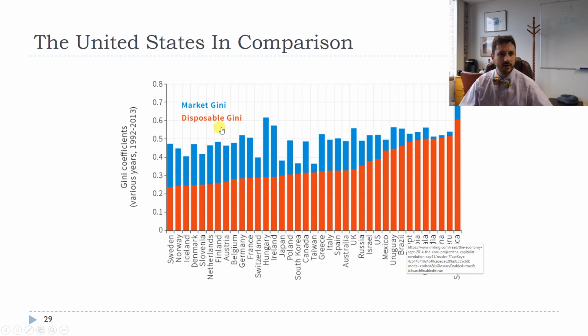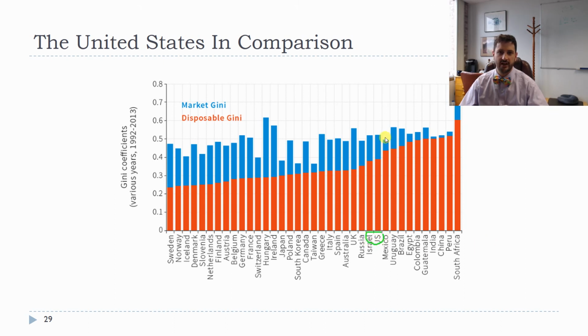So you can see for market Gini, it varies a lot, between about 0.35 and even above 0.6, with South Africa being one of the highest countries. But even Hungary, for example, has a lot of market inequality, but reduces that number quite a bit. We'll see they actually have the highest ratio of market Gini to disposable Gini, and we'll look at that in a minute.